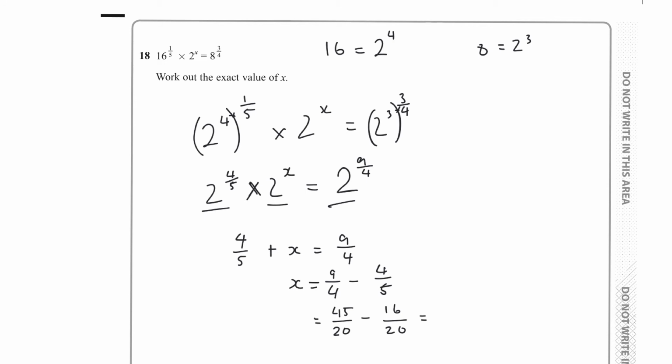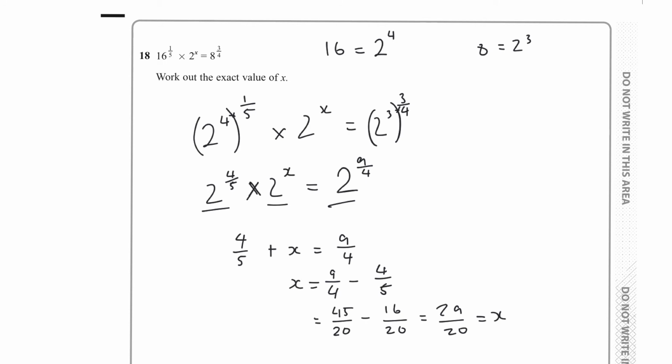Take them away from each other. You can stick the fractions into your calculator and take away the fractions straight away, or you can just take away the numerators from each other. So I'll do it that way. That's 29 over 20. So x equals 29 over 20.